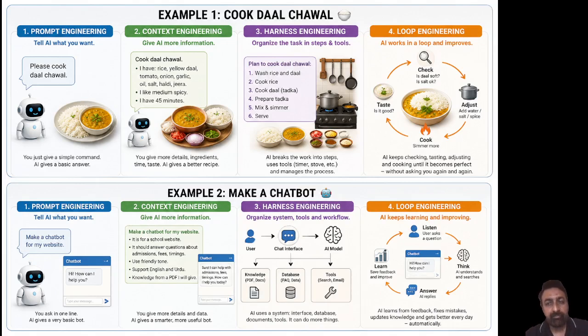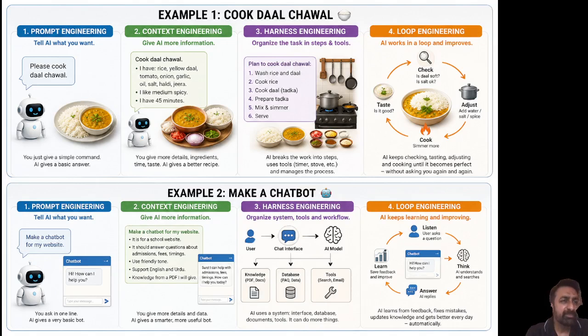To understand it better, we should go back to the initial stages, the initial concepts of this engineering. The first one, as in the example on the screen here, is prompt engineering. Prompt engineering is telling a model to do a task, or asking a question in simple words. For example, here I have an example of cooking dal chawal. When we do prompt engineering, we will simply ask the agent to cook a dal chawal. That's all we're going to do under prompt engineering.